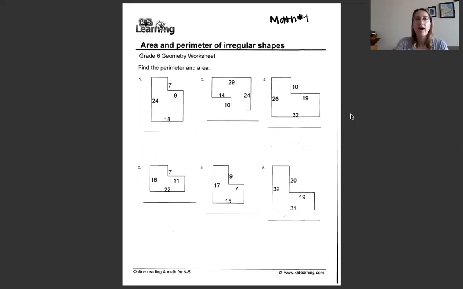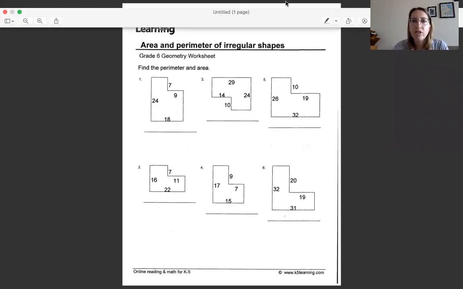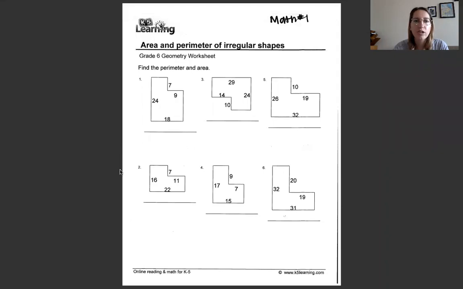Alrighty? Okay, so I'm going to get my annotation all ready to go here. And we're going to start with number 1. It's right over here. So the first thing you're going to notice is that this shape is kind of wonky. It's nice that when you break it up, it's going to be into 2 different types of rectangles. But right now, it's a pain and a half.